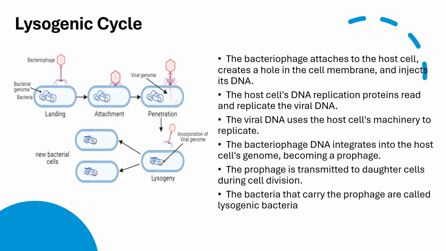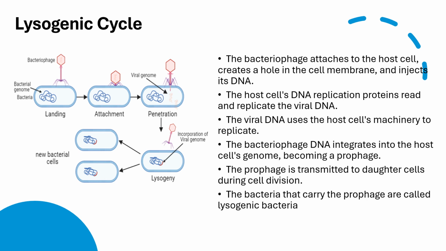Lysogenic cycle. All the lambda series bacteriophages exhibit lysogenic cycle. In lysogenic cycle, the bacterium is not lysed. As in the lytic cycle, the viral DNA enters the bacterial cell, but the viral DNA does not take over the protein synthesis machinery of the host. Instead, it gets integrated with the bacterial chromosome.